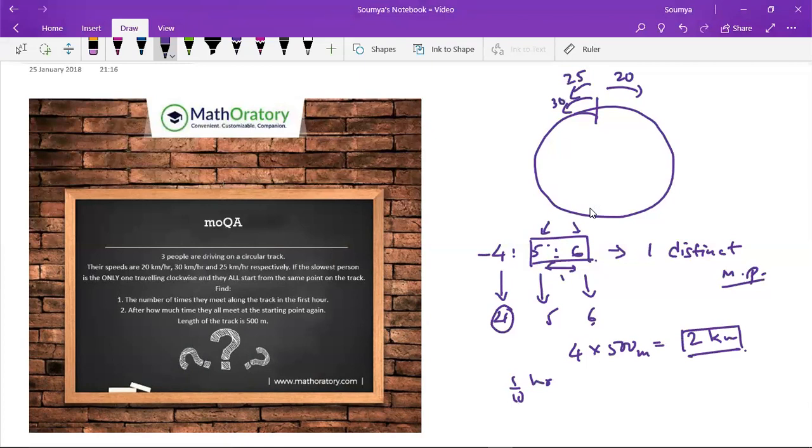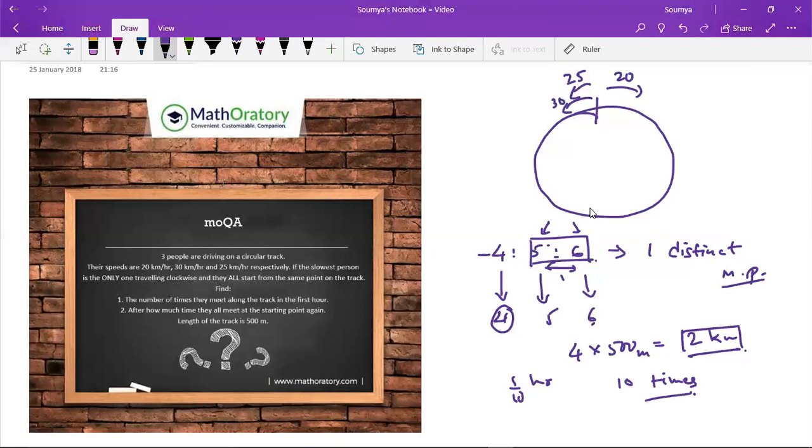And we don't need to convert it to minutes, just use this 1/10 of an hour. We need to find how many times they should meet in the first hour, right? So if they're meeting after every 1/10 of an hour, in the first hour, they're going to meet 10 times. So that's the answer for the first part.